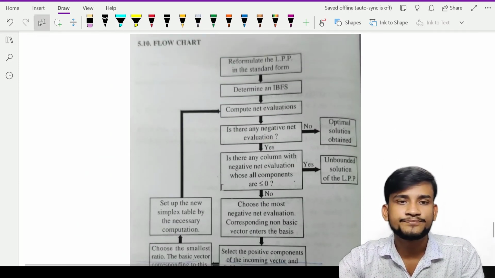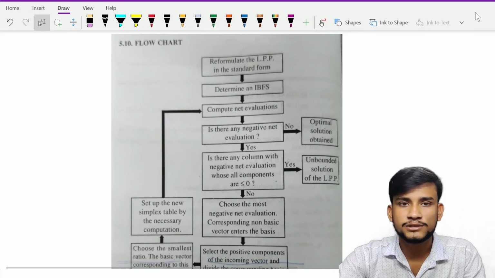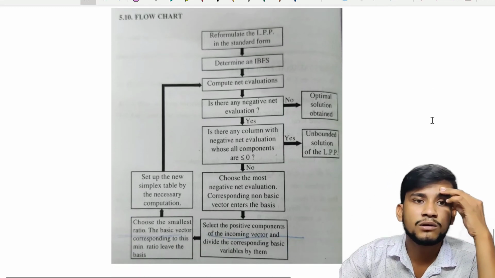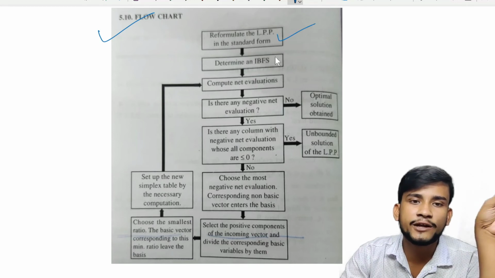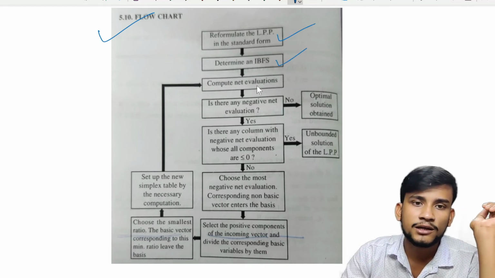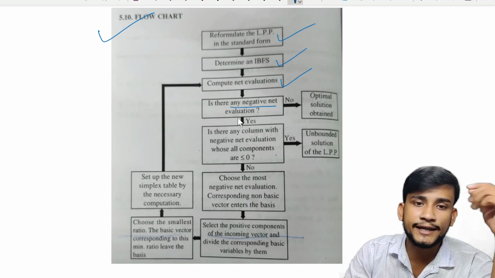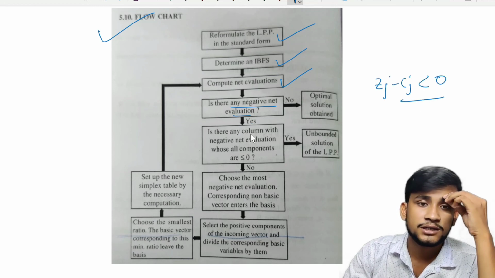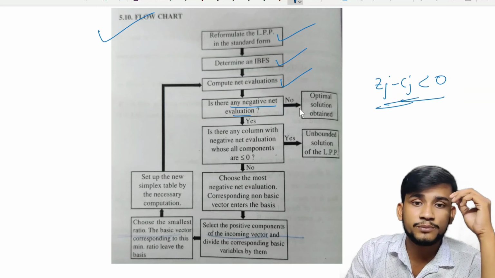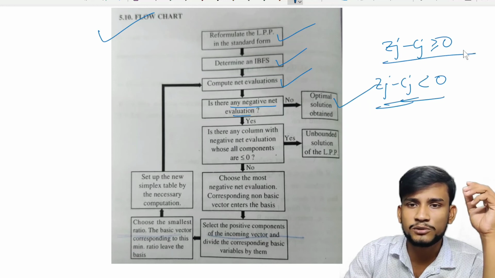Now we write a flowchart here for understanding the simplex method. First we have to write the LPP in the standard form, then determine the IBFS, this is the second step. Compute the net evaluation, that is, first we write the tables, and net evaluation means Zj minus Cj. Is there any negative net evaluation, that is Zj minus Cj less than 0? If no, the optimality condition is satisfied, that means Zj minus Cj is greater than or equal to 0.